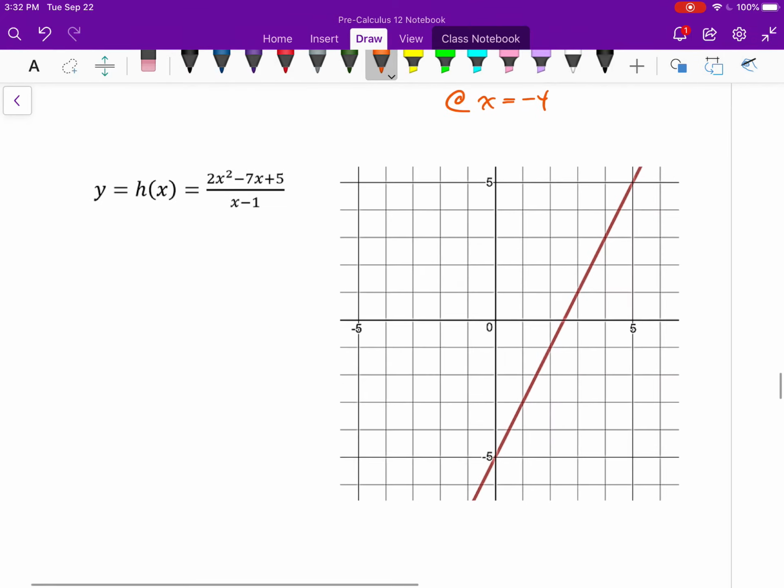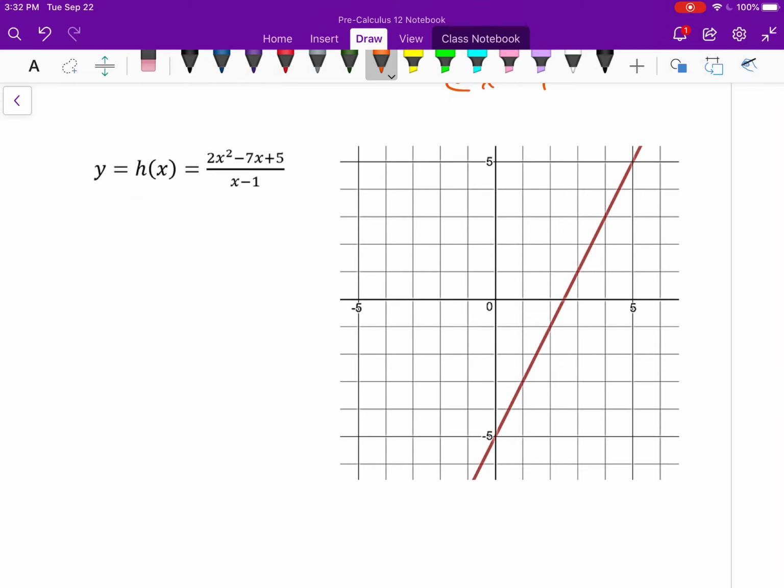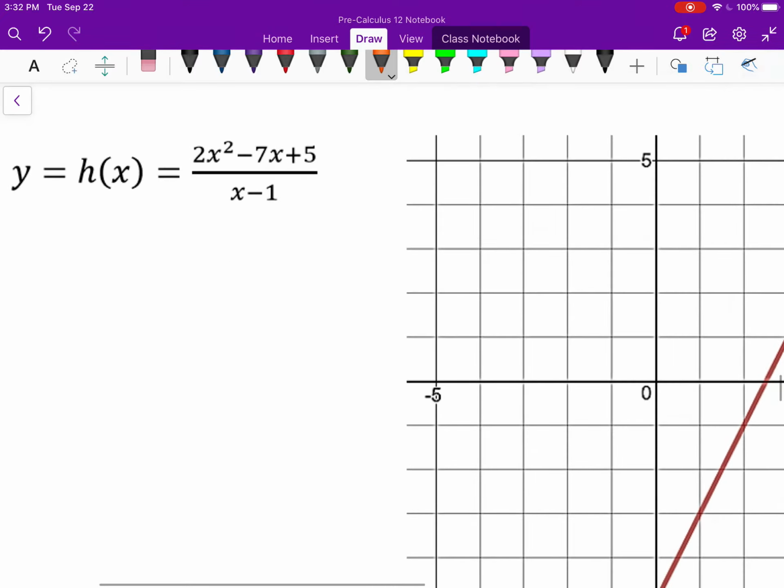Which leads me to perhaps the weirdest one. Okay, h of x is 2x squared minus 7x plus 5 all over x minus 1. Okay, this is the graph of what we get. It's a straight line, which may seem surprising at first. And if you graph this in Desmos and you zoomed out, it just keeps looking like a linear function. So first, why is that? Well, let's look at the equation.